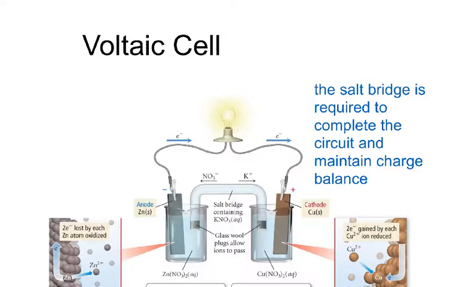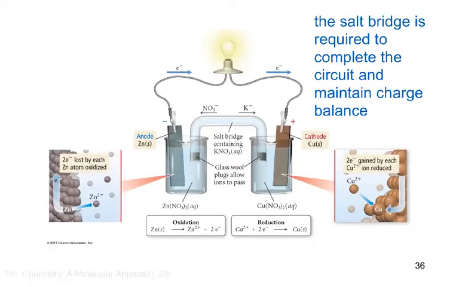Here's a voltaic cell. The salt bridge is required to complete the circuit. I mentioned that already. This is the same picture we looked at, and I already explained most of it.